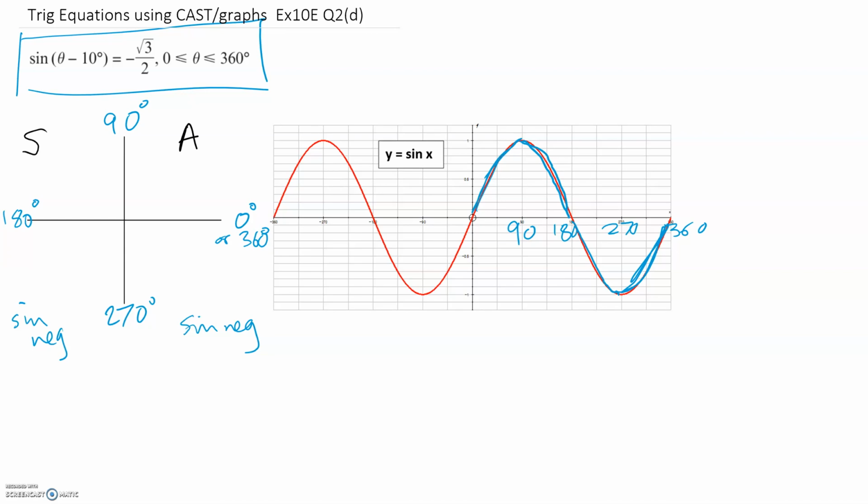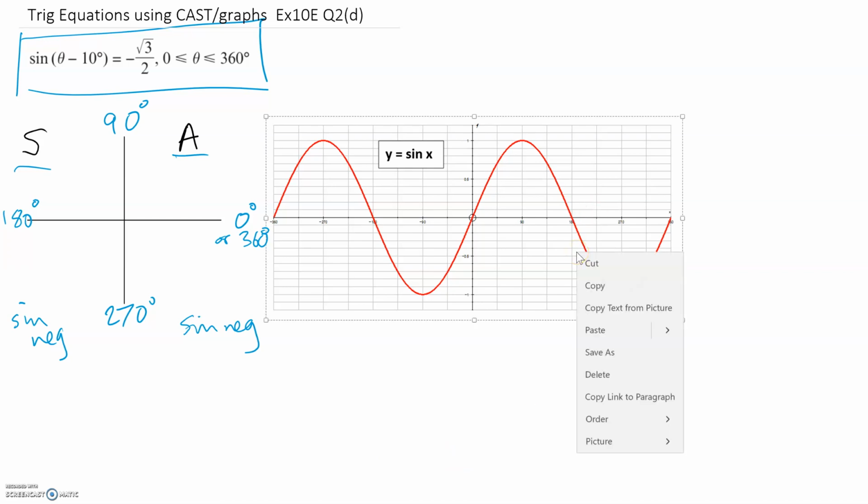The idea behind the cast diagram, you'll see why it's called cast in a minute if you've not seen it before, is you just write down in each quadrant which of the trig ratios are positive. Okay, so if I just rub this off, let's have a look at the cos diagram next. So the cos diagram looks like this.